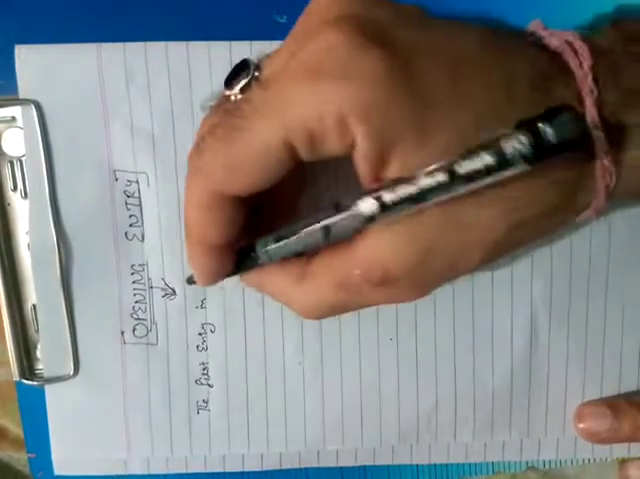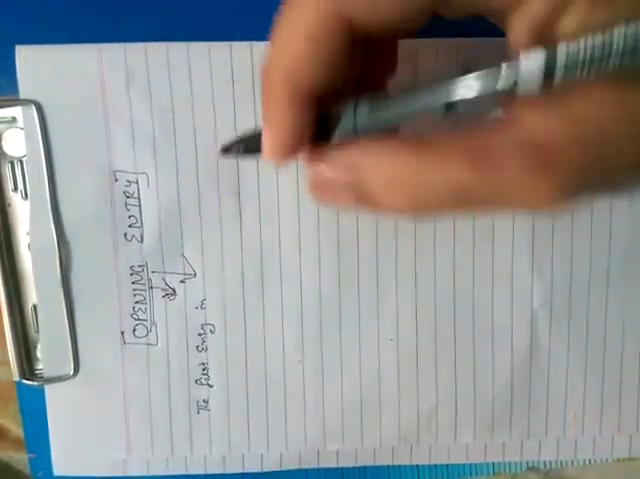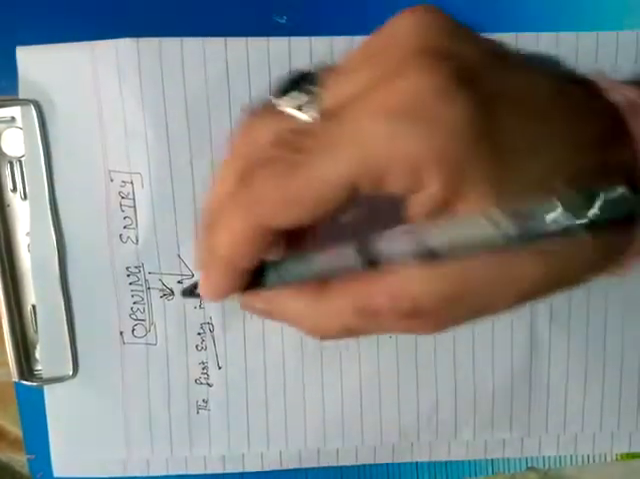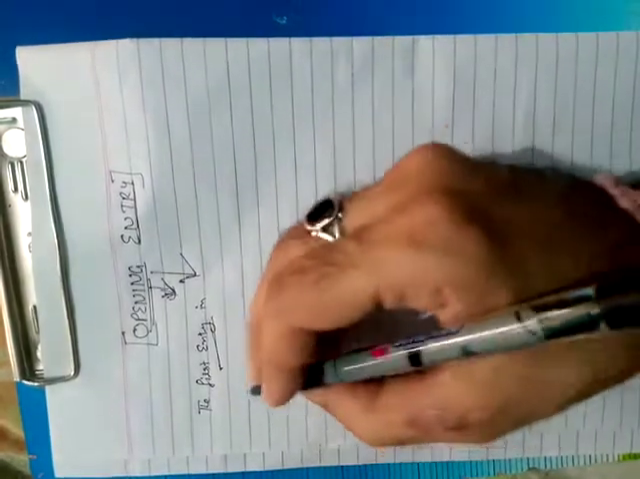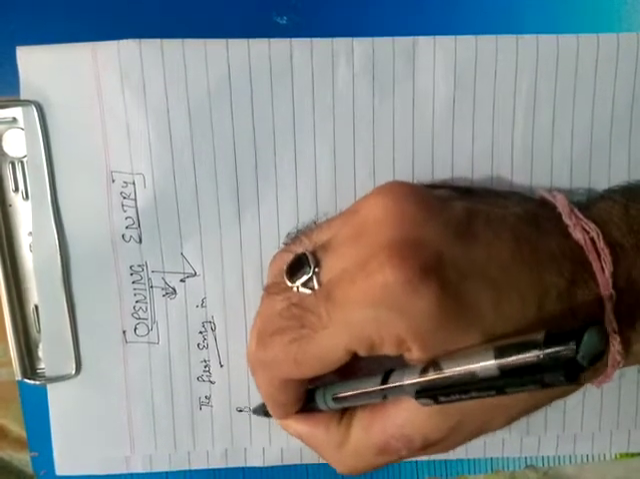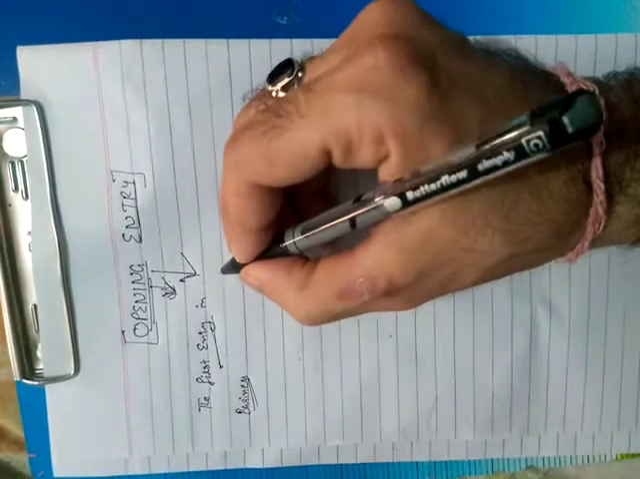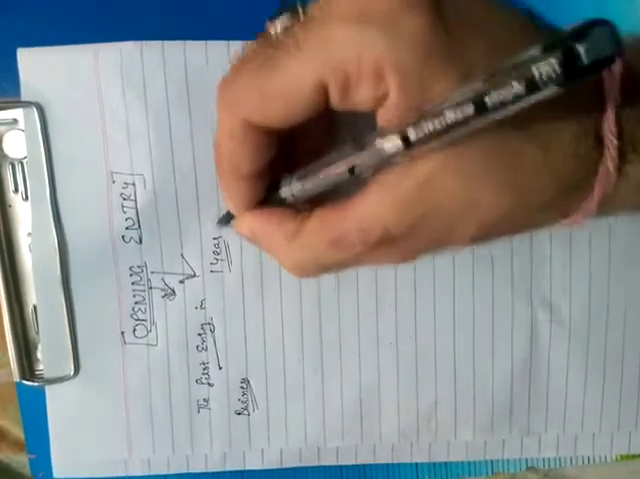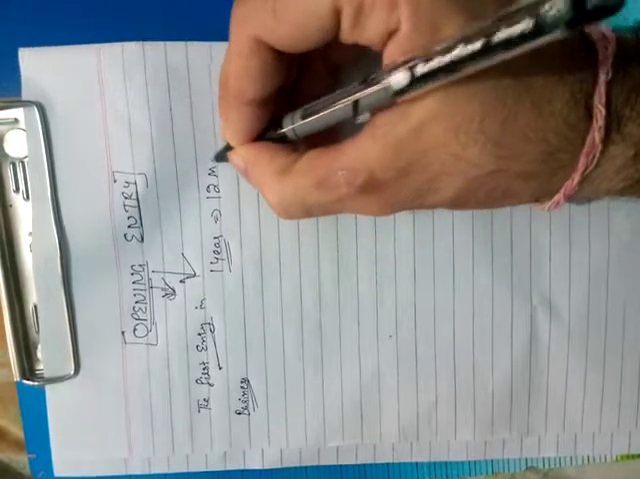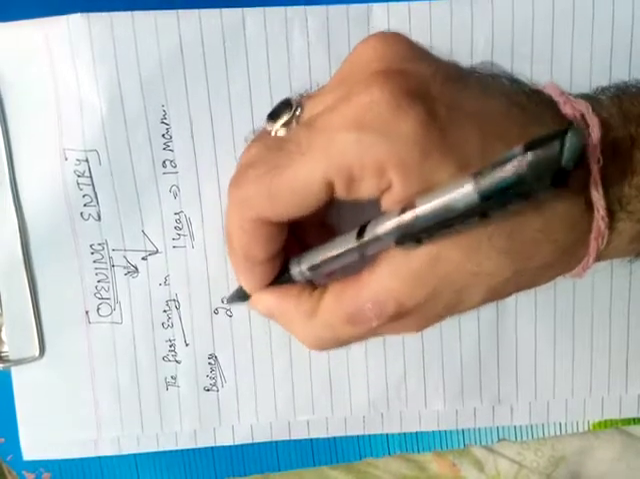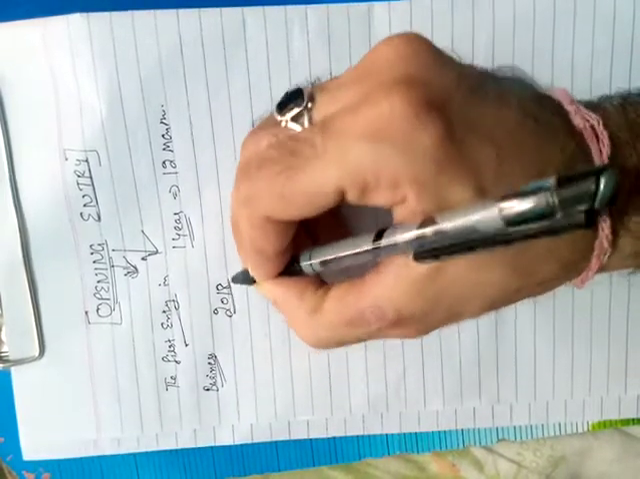Okay. Now, what is the meaning of opening entry? The first entry that is recorded in the books of account is called opening entry. Generally, business firms prepare books after every 1 year. There is a period of 1 year or 12 months. Suppose you have started your business in 2018.